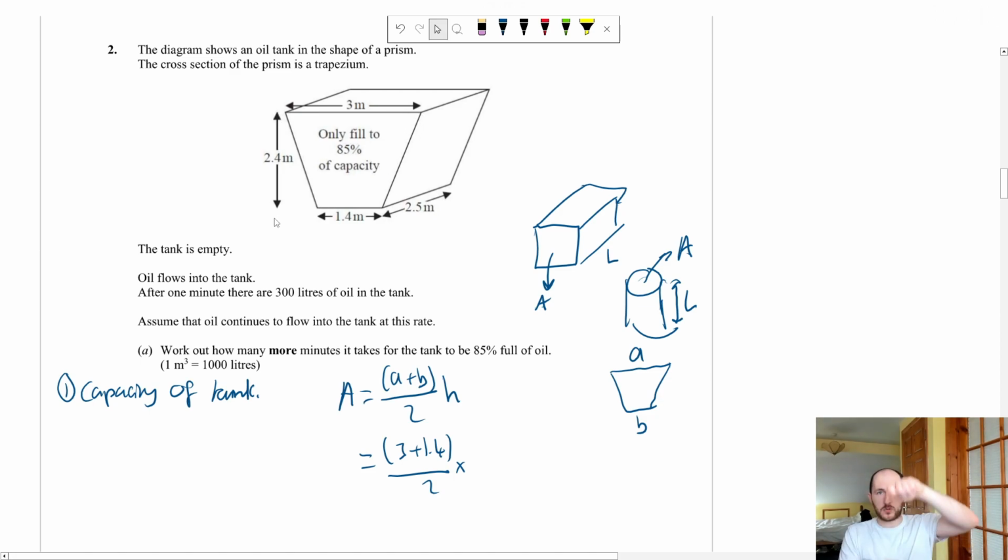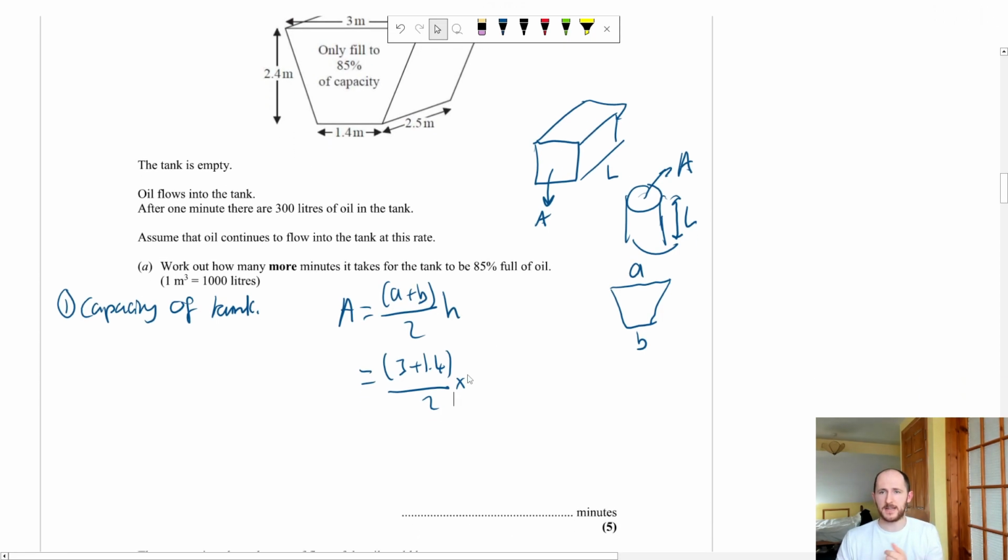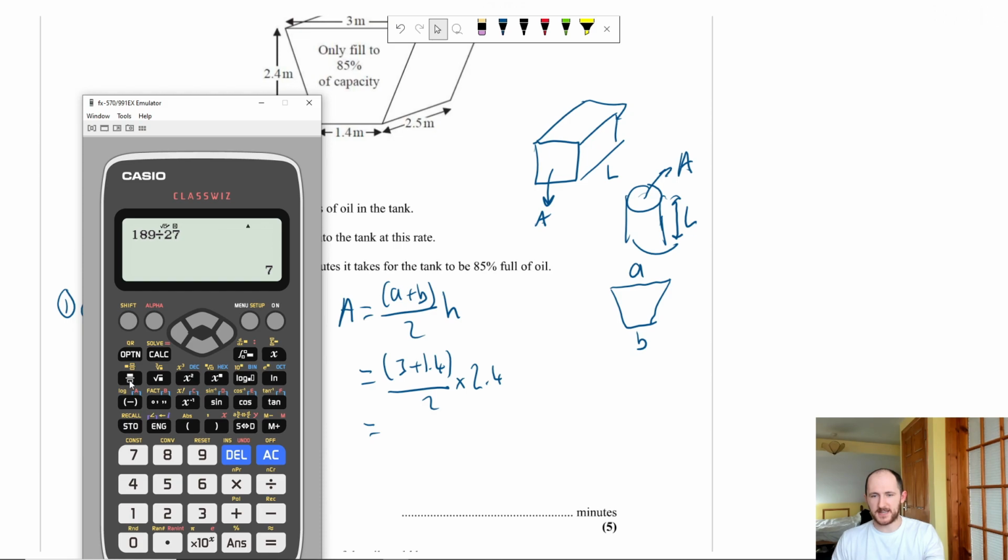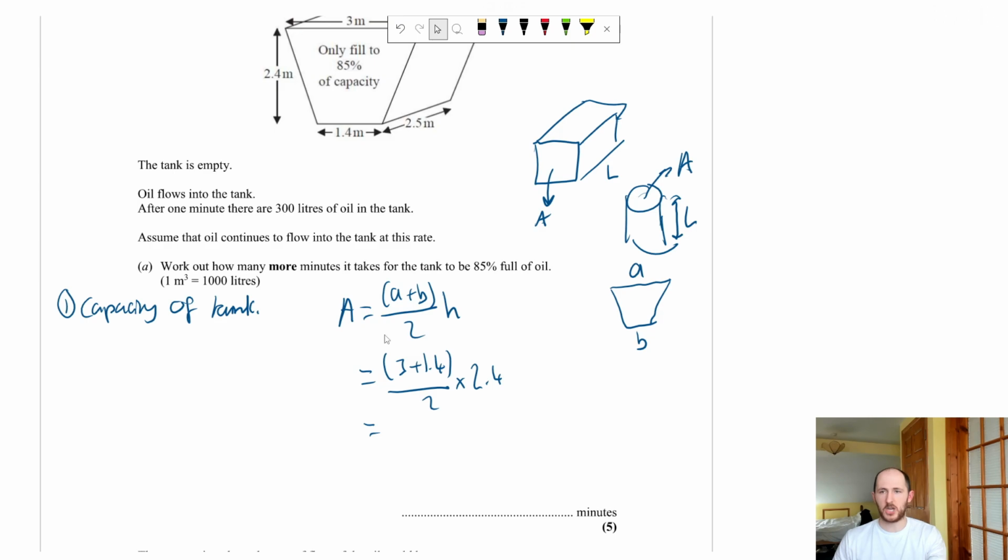Imagine you're measuring how tall this thing is. You wouldn't measure the slanted side, you would measure the height of it, how tall it is. That's what h stands for. Times by 2.4. I'm really going to have to be conservative with this. So, just putting this into our calculator. Again, it doesn't say it's non-calculator, so I'm going to make my life easy. And we get 5.28 cubic metres.